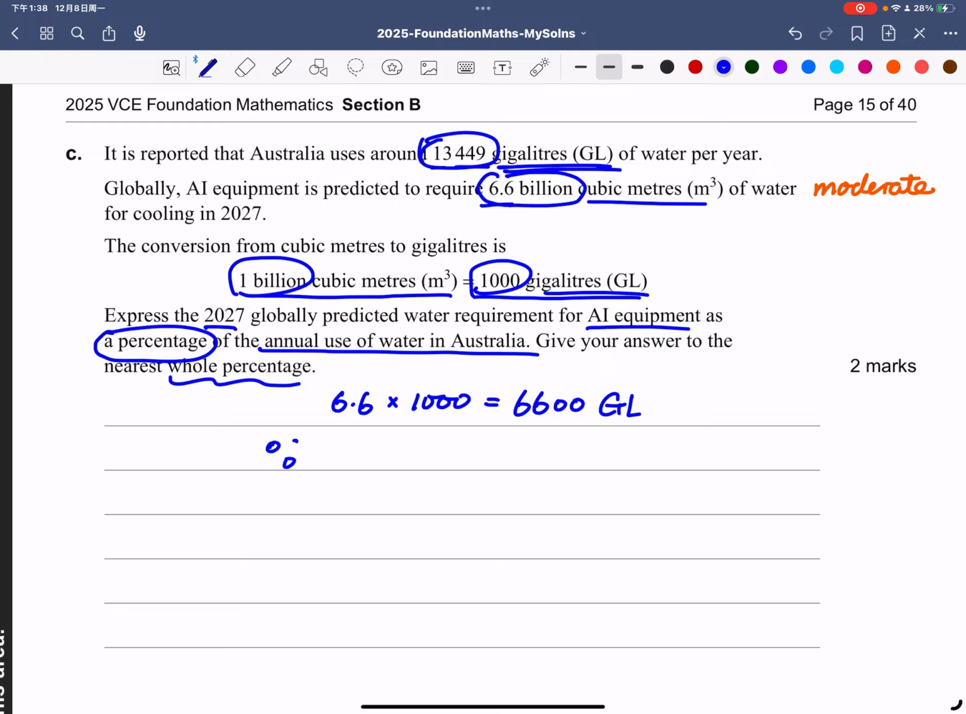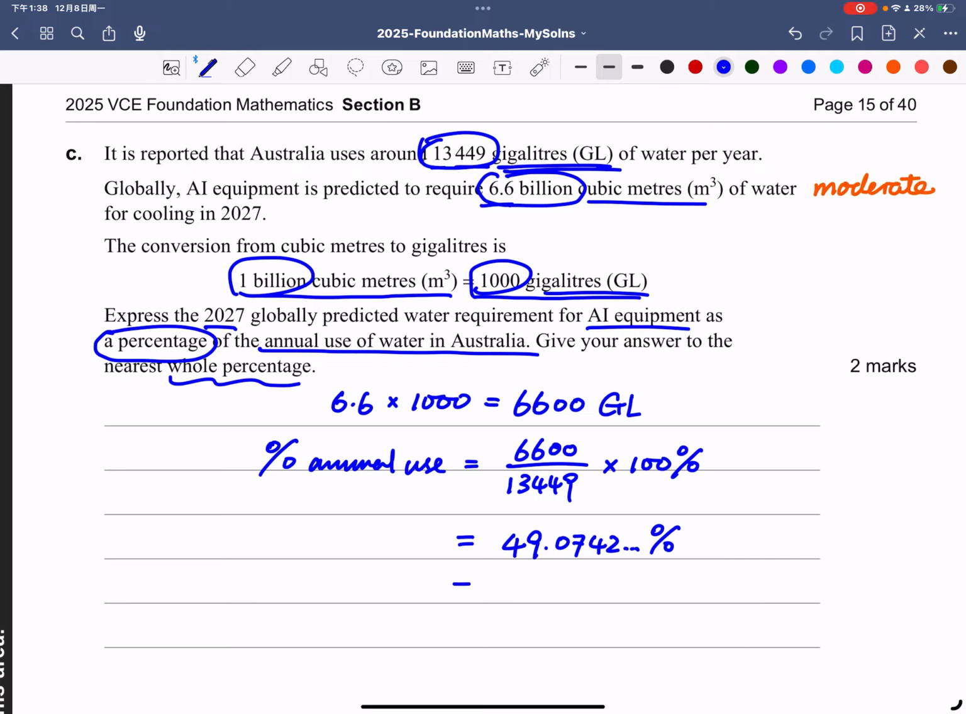Once you see this total amount required, this is my base number, so the percentage of annual use will be 6,600 divided by 13,449. And once you get this number as a decimal, you multiply by a further 100%. So you'll be able to get, let's say, 49.0742, etc. I'm not writing the remaining digits, but then this will be approximated to 49% because the question wants the nearest whole percentage as the final answer.